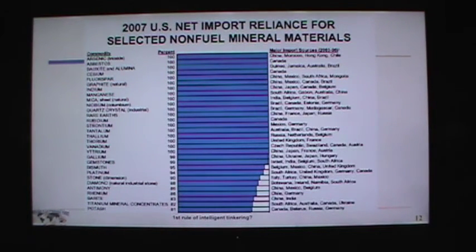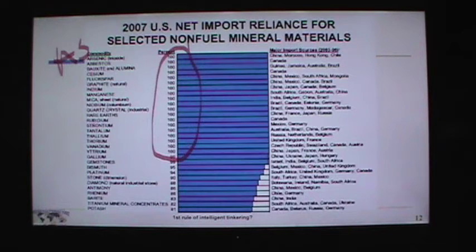The bottom line of this slide is that it's a very busy slide. You can probably see that all these numbers are 100%. Basically, that is the percentage of reliance we have on foreign countries for all of those metals. Arsenic is a very important metal. We use a great deal of that commodity, if you will. Quartz, mica, manganese, all these things are imported to the United States from other countries.